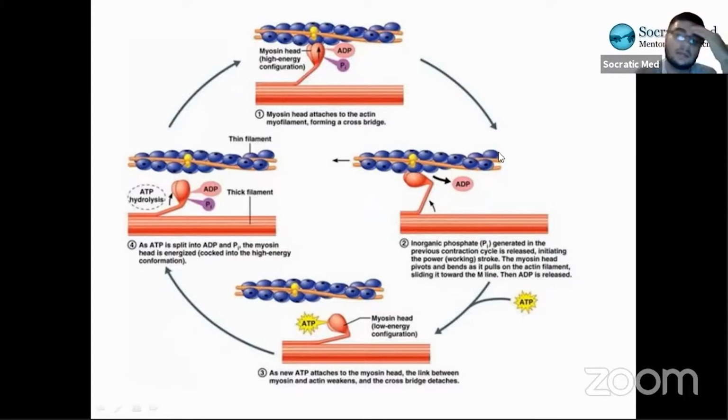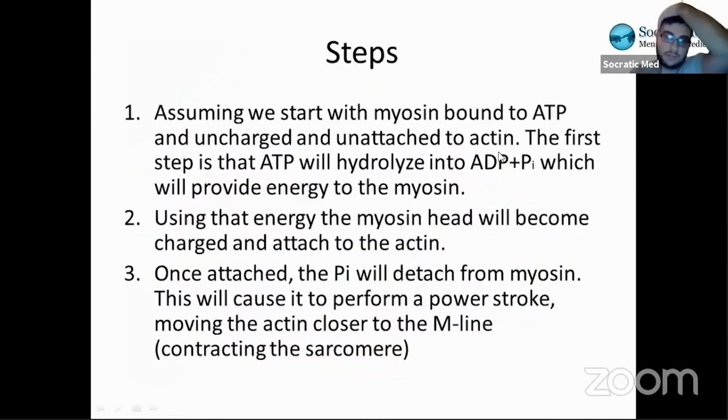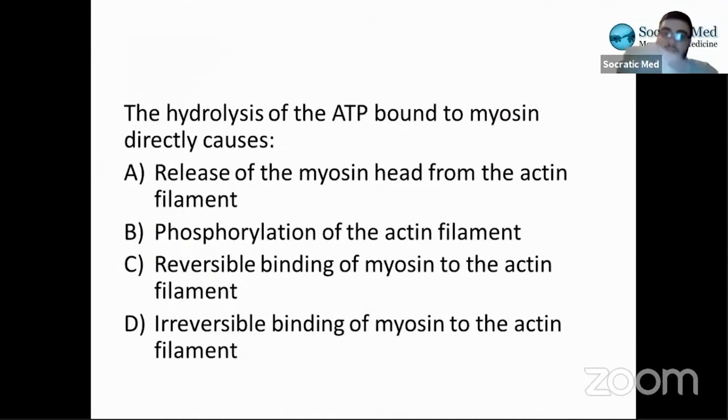Yeah, and it's actually common that they will ask something like that, right? And actually, I'll ask something similar right now. This is a fairly straightforward, simple question, just testing on whether or not you understood the process, the cycle. So really think back, what does the hydrolysis of ATP bound to myosin directly cause?